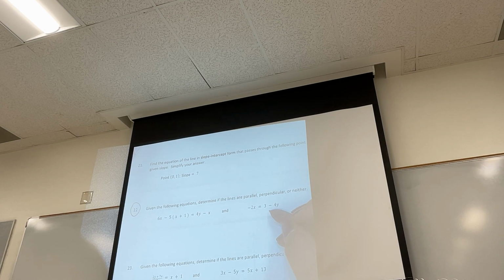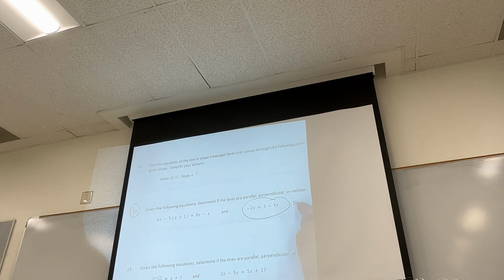So this equation's a little shorter. How could we find our slope in this equation? Solve for y. Okay? So, let's get y by itself. I'm going to move the 3 over because it doesn't matter which side of the equal sign the y is on. Does it matter which side I put the y on? No.